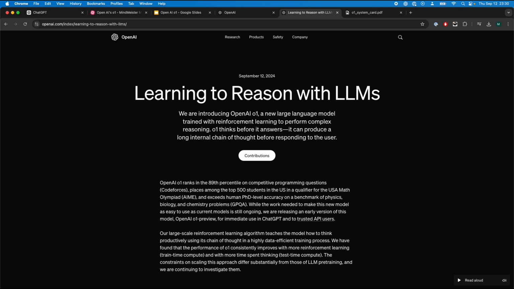So their focus with this model was primarily on reasoning. So what does reasoning actually mean? This is what the OpenAI engineers had to say.